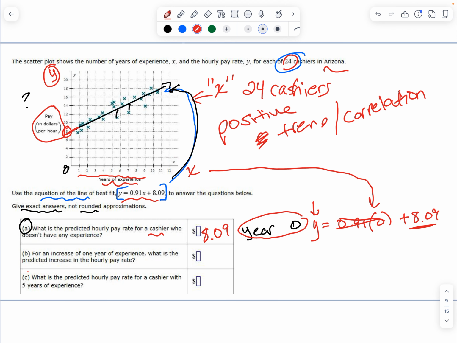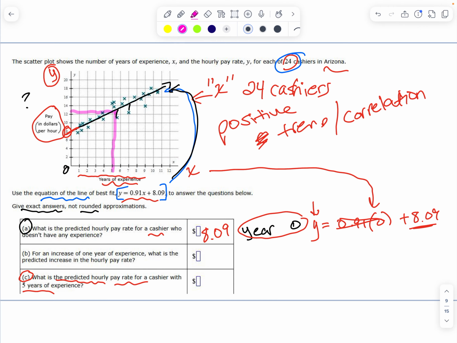I'm going to skip B for a second and come down to C. C is very similar to A. It says, what is the predicted hourly pay rate for a cashier with 5 years of experience? All right, we could go over to year 5 and come up and predict. It looks like a little over $12 an hour. All right, that's what the trend line is predicting.